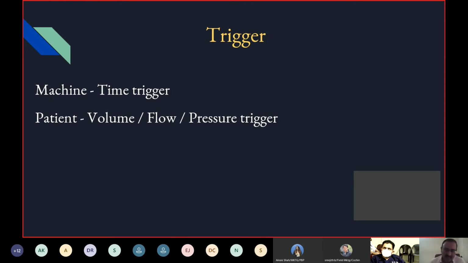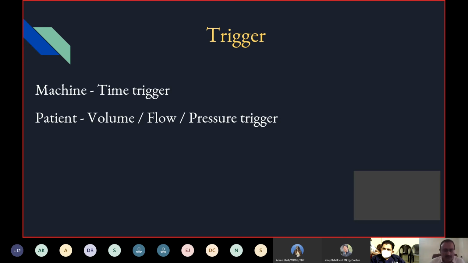But what happens with that? What happens with the machine giving it? The patient might be expiring at that time, and then you know how the patient is going to feel. The patient is expiring and the machine is giving a breath. So the patient won't like it. There will be asynchrony with the ventilator.